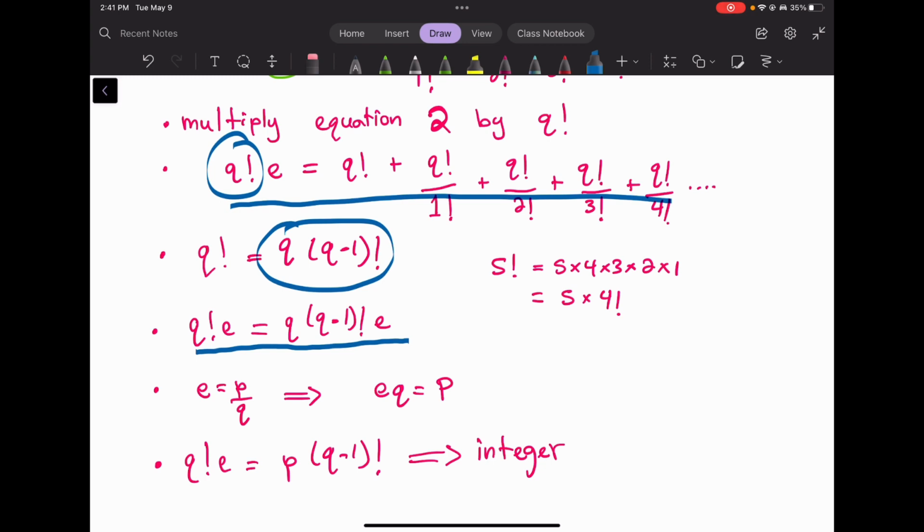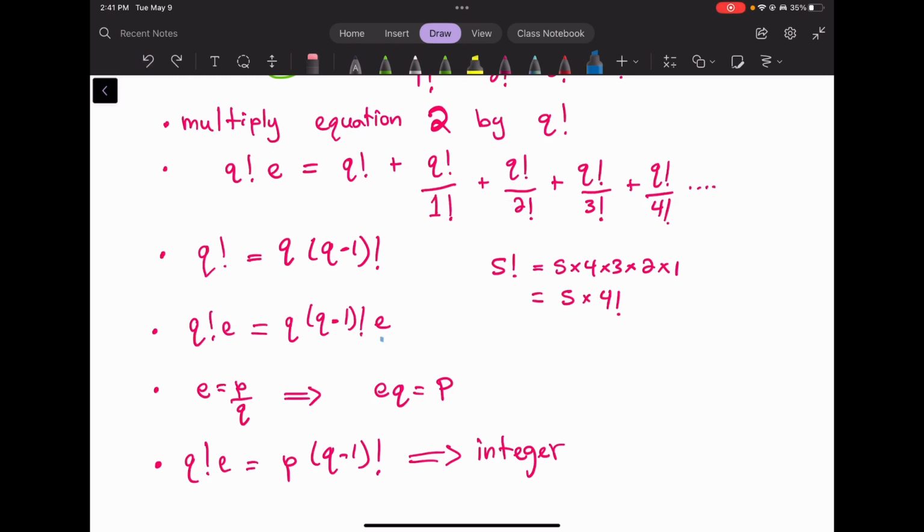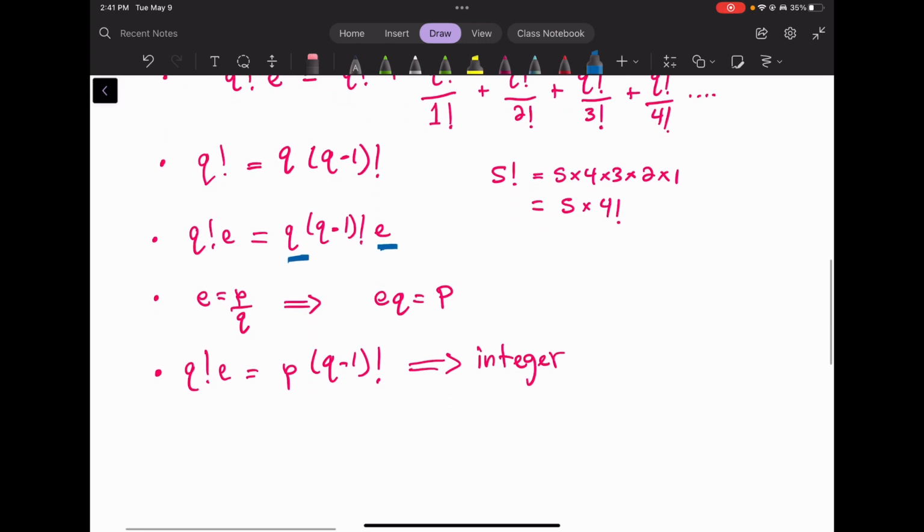Now, if you remember when we said that E is rational, we have this equation right here, E is equal to P over Q. If we multiply both sides of the equation by Q, we get E times Q is equal to P. Here we have an E and here we have a Q, so we can substitute the E in E times Q with a P. So we took Q factorial times E, and changed that to P times Q minus 1 factorial.